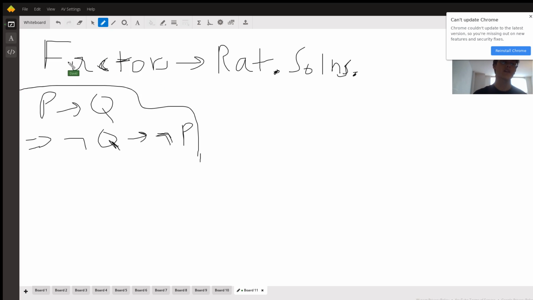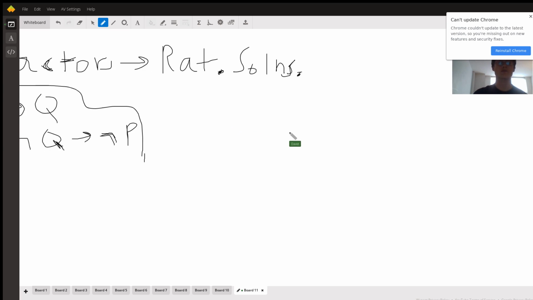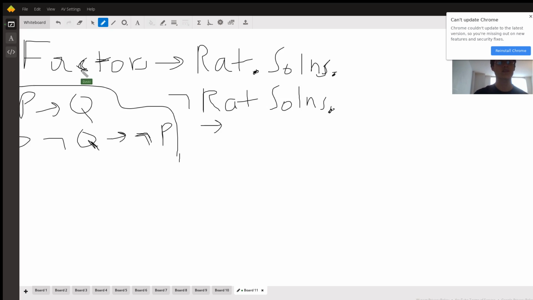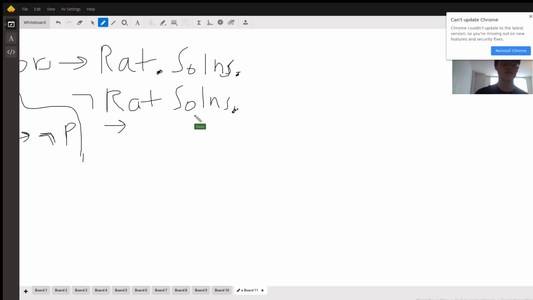In this case, we know that if a quadratic factors, it has rational solutions. So what this contrapositive principle tells us is that if a quadratic does not have rational solutions, that is, if there's an irrational solution, then it doesn't factor. Because if we had a quadratic that didn't have a rational solution that somehow factored, that would be a contradiction, because we know if it factors, it has a rational solution. So no rational solution means it doesn't factor.